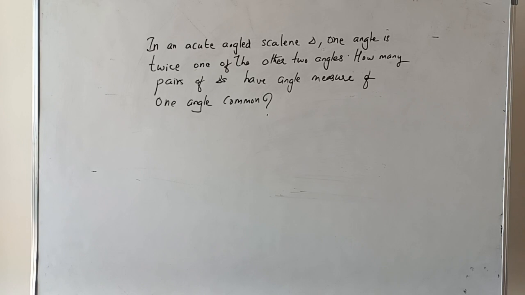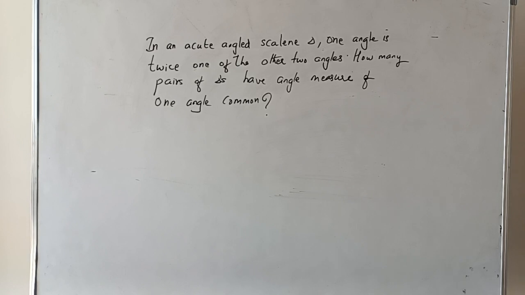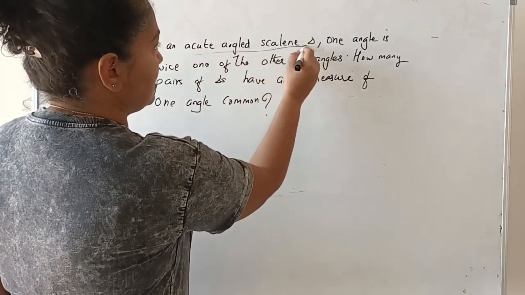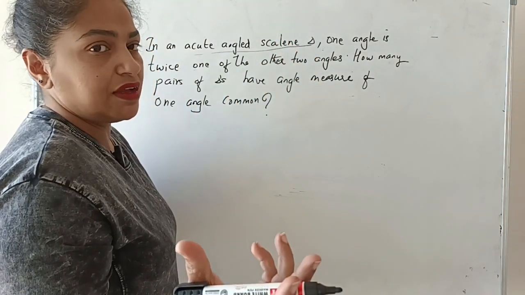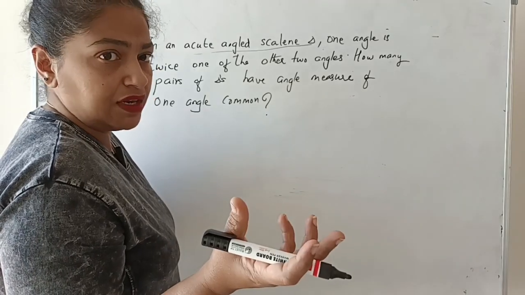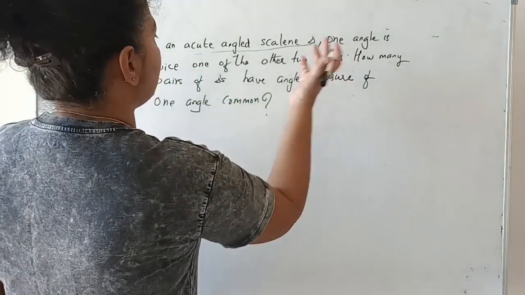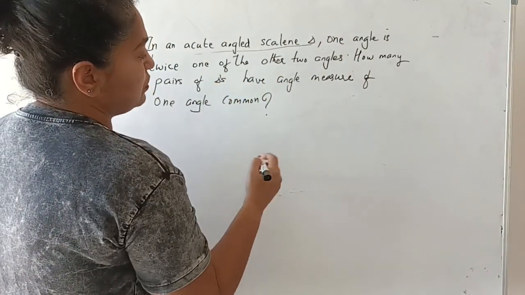In an acute angle scalene triangle, one angle is twice one of the other two angles. How many pairs of triangles have the angle measure of one angle common? Now let us break down this question into parts. You are given an acute angle scalene triangle. A scalene triangle is a triangle where all the sides are unequal, and acute angle means each angle is lesser than 90 degrees. One angle is twice one of the other two angles.